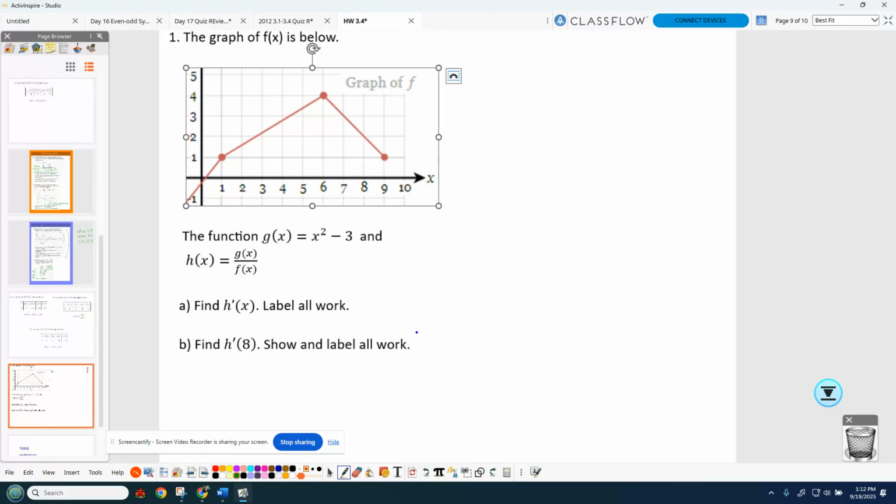Over to F prime of X, and then just residual layers. Give F prime of X times the derivative. Where would you get it? Yeah, the slope of F at negative 1 there is 2.9.